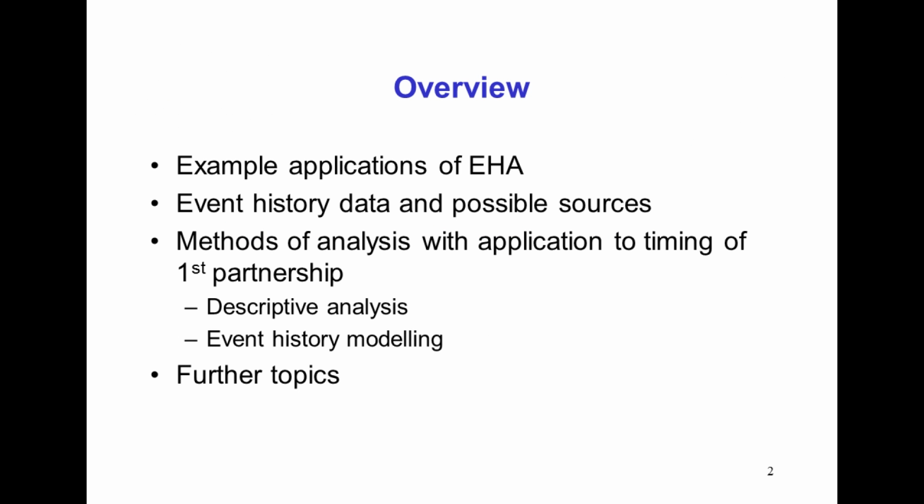Okay, so a little bit of an overview of what I'm going to be talking about today. First of all, I'll give you a few examples of where event history analysis might be used. There's a whole range of examples from across the social sciences and beyond. I'll say a little bit about where event history data can be found, talking primarily here about survey data. And then I'll say a little bit about methods of analysis, and I'll be covering both fairly descriptive methods as well as more model-based methods. And they're going to be illustrated on one particular example.